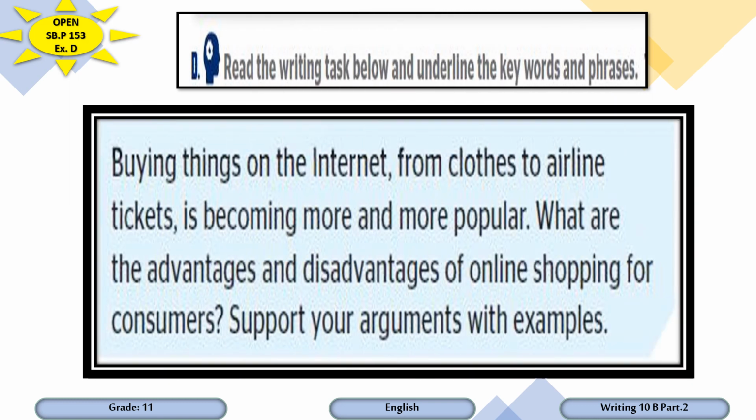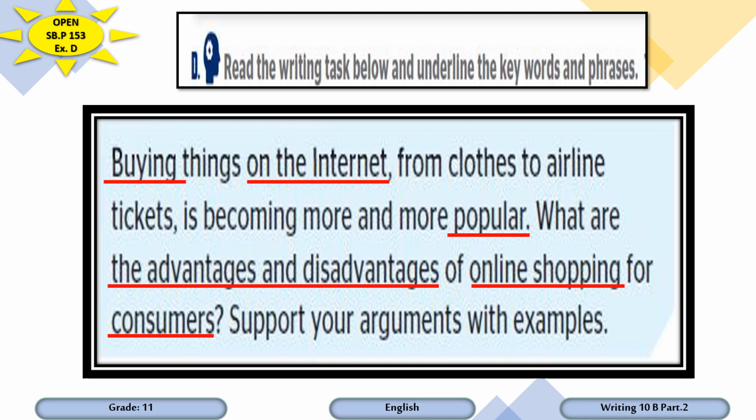Let's read the writing task and underline the keywords and phrases together. So, buying, yes. On the internet, excellent. Popular, fantastic. Of course, advantages and disadvantages. That's great. Aha, online shopping and consumers. That's great.